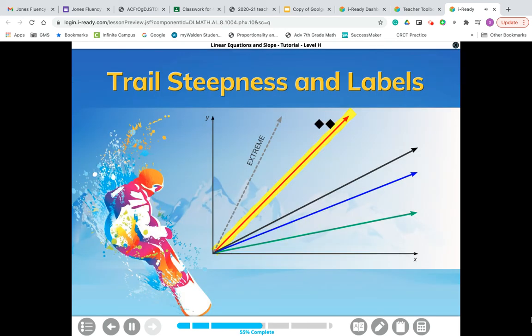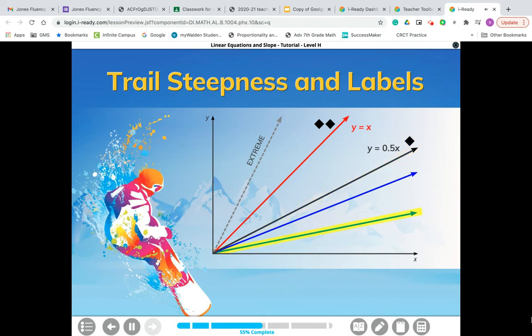Okay, so we know the red line represents double black diamond trails, and the equation is y equals x. And we just matched the equation y equals 5/10 x to the black line for the black diamond trails. So a double black diamond trail is steeper than a black diamond trail. Right. Even I don't usually go on double black diamonds.